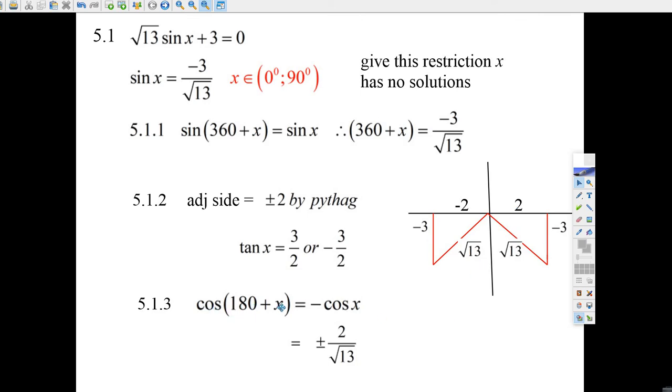Now the cosine of 180 plus x, you're supposed to go 180 degrees plus x. That's the third quadrant. Cosine's negative there, so you get a point for that. And since you've done Pythagoras to get this 2 here, there are two different places the cosine could be. So given this ambiguity, it'd be plus or minus 2 over root 13.